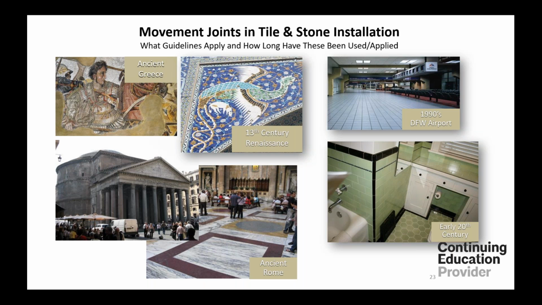Moving forward, tile associations in the United States started getting concerned and making changes. It goes back many, many years. We're getting a little bit more history on the movement joints, but today the ones that are really putting the documents out are TCNA and ANSI, and we'll get into both those towards the end of this presentation.